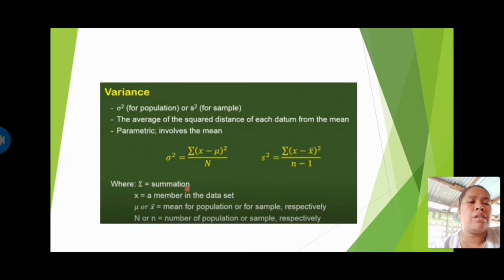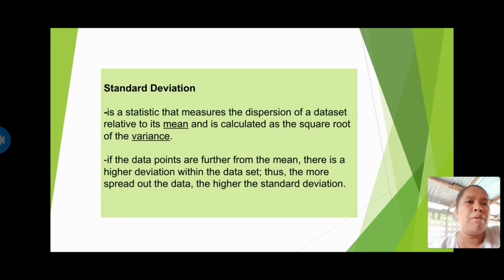We have here the two formulas for the variance of ungrouped data. We have the population variance and the sample variance. The average of the square distance of each datum from the mean, and it is also parametric because it involves the mean. N is the number of population or sample.